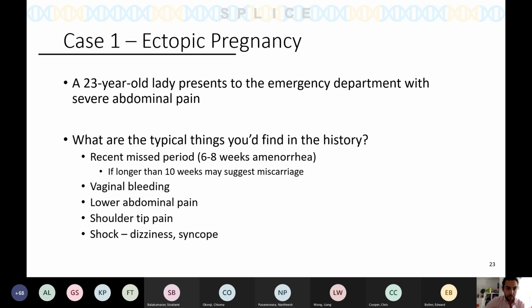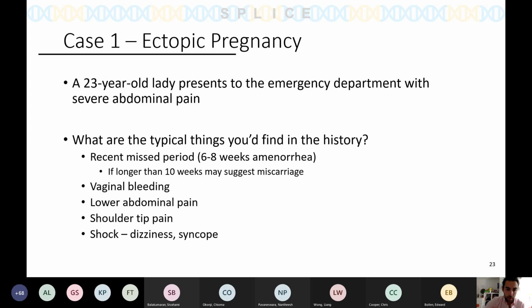So yeah, recent or missed period. So 6 to 8 weeks is sort of the classic time for presentation. If it's coming a bit later than that, because obviously the fetus is growing quite large, it may suggest miscarriage if it's past 10 weeks or so. They might have vaginal bleeding, lower abdominal pain, shoulder tip pain, and shock. So as you mentioned, syncope.